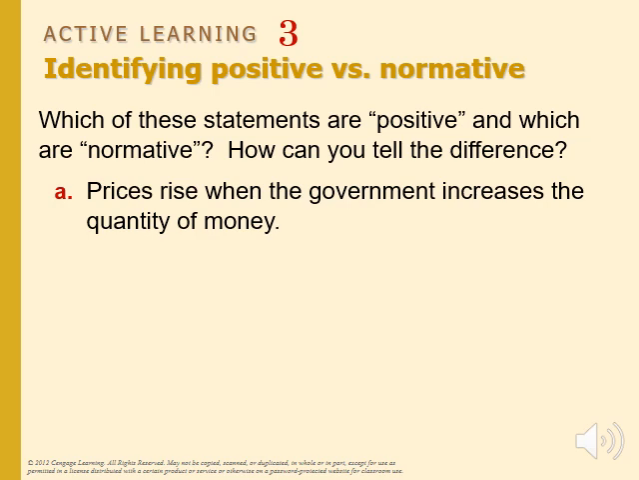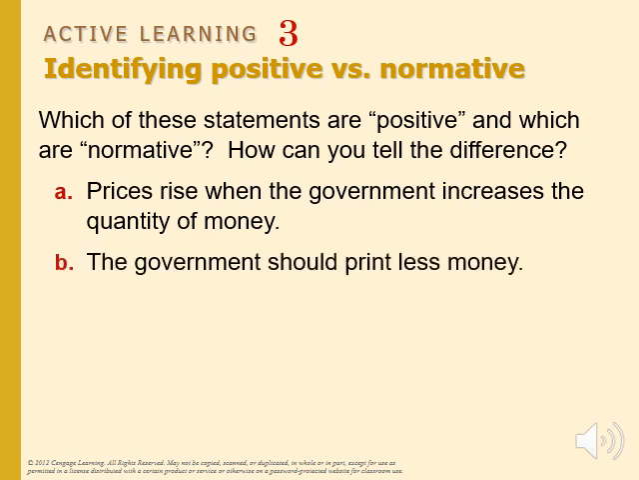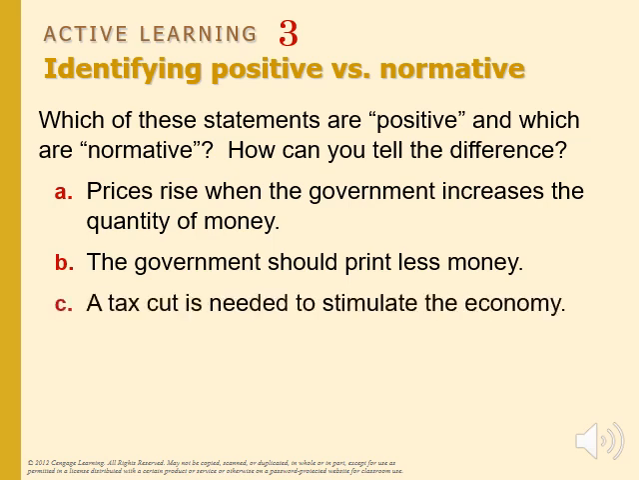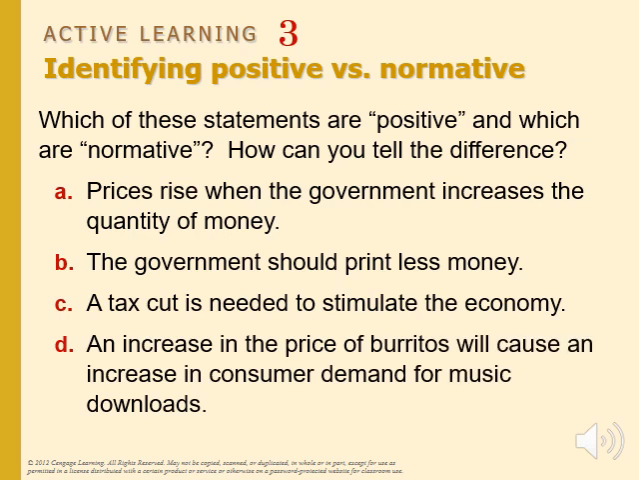B. The government should print less money. Positive or normative statement? C. A tax cut is needed to stimulate the economy. Positive or normative statement? D. An increase in the price of burritos will cause an increase in consumer demand for music downloads. Let's reveal the answers and see how you did.